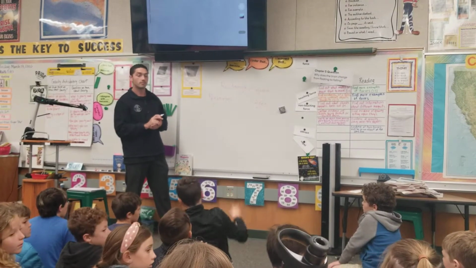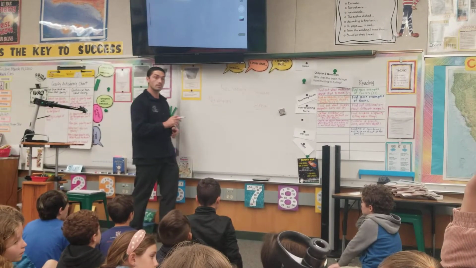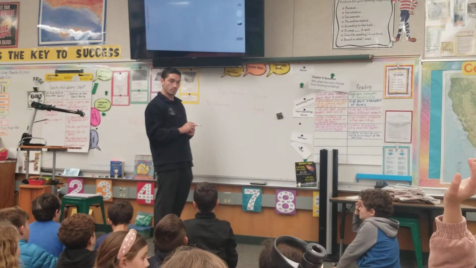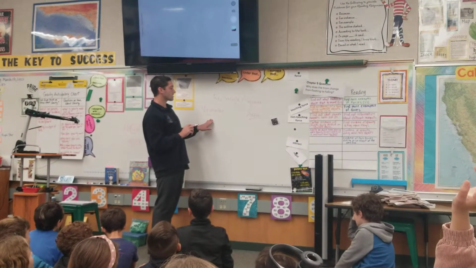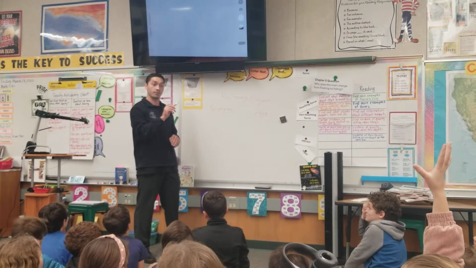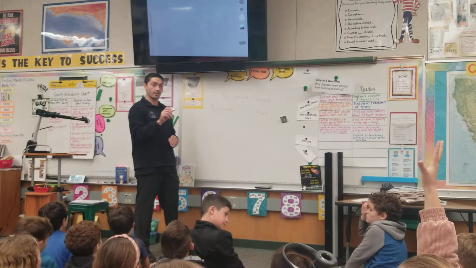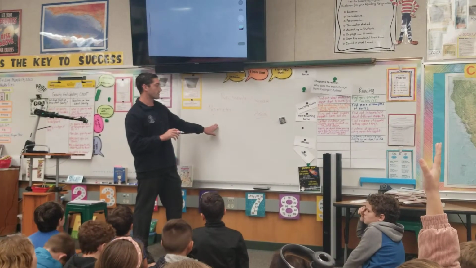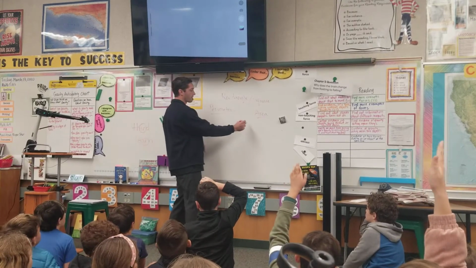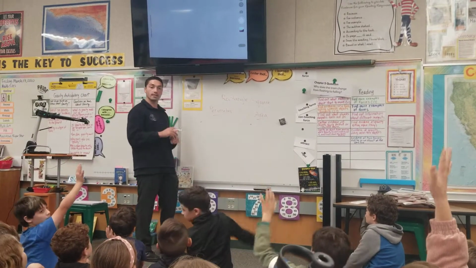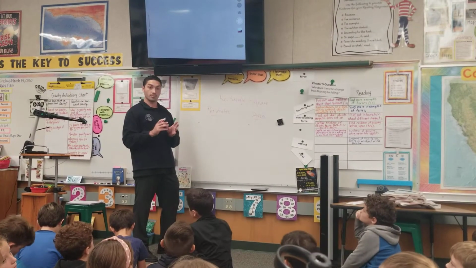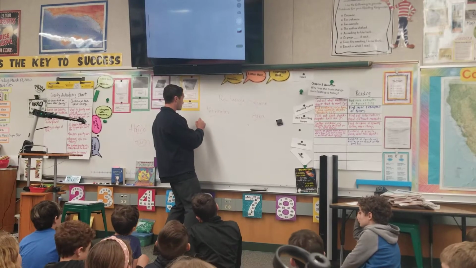Rose? Perimeter is the thing that's around the polygon. Okay, so I liked what you said about the perimeter. It's the thing that goes around a figure or a polygon. And what's the difference then, who can tell me about the area? Area is what's inside of the perimeter. What's inside of the perimeter, right?